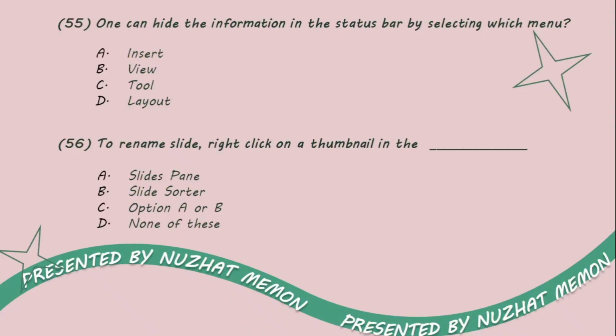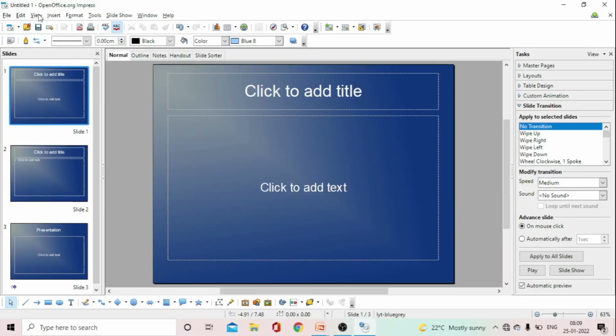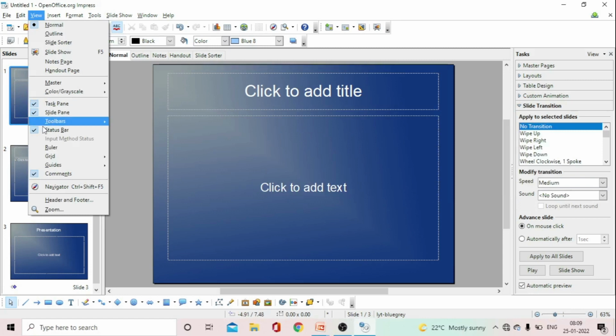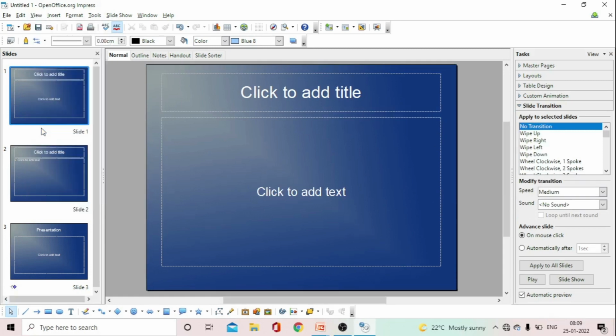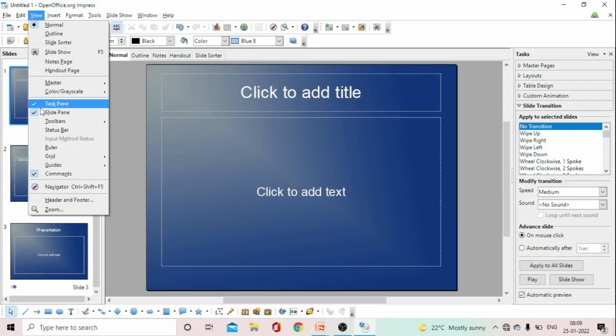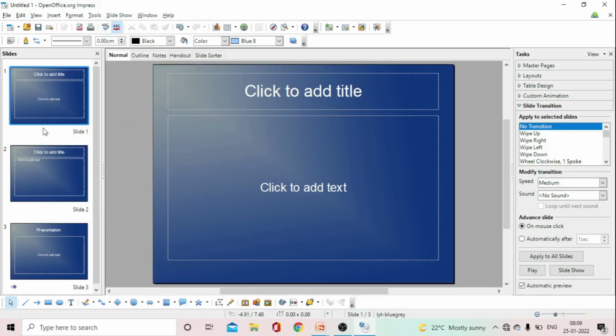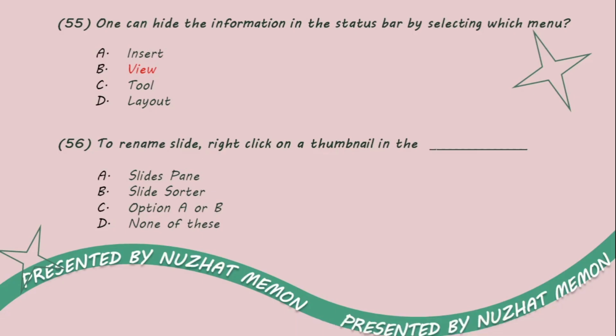55. One can hide the information in the status bar by selecting which menu. So if you select the view menu, you can hide the status bar. Let's see. So here, this is the view menu, and here I select the status bar, and then status bar would be hidden. But now I want it back. Again go to view menu and then here select status bar. So you will have it back, right? Next, 56. To rename slide, right click on a thumbnail in the dash. So you can go for option A or option B, that is slides pane or slide sorter. You can rename the slide in both.